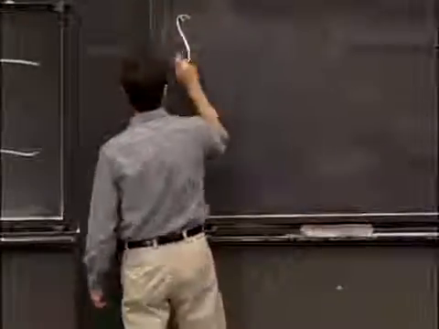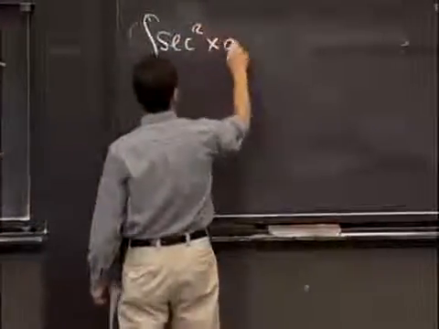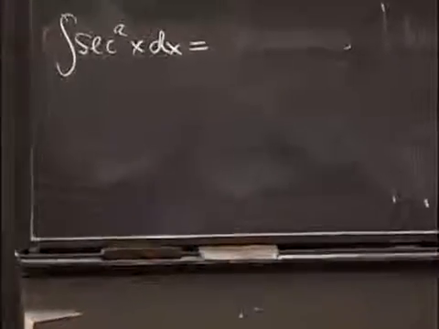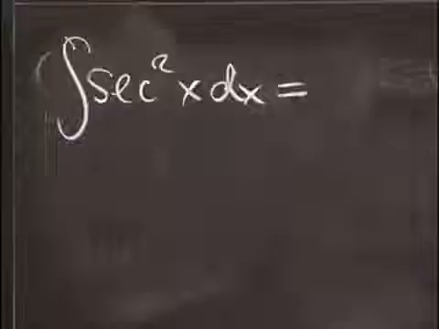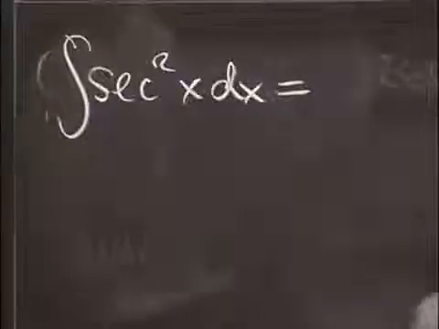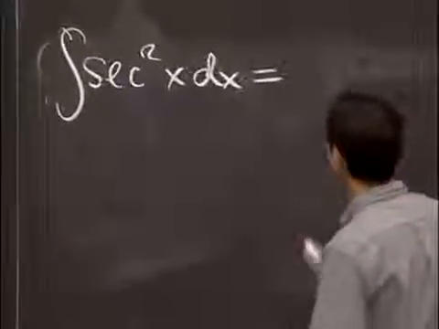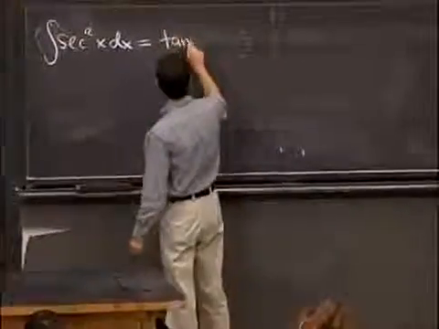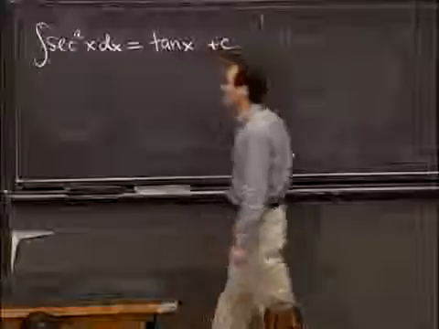The integral of secant squared x dx. These are supposed to get you to remember all of your differentiation formulas, these standard ones. So this one, the integral of secant squared dx, is what? Tan x, and here we have plus c, all right?